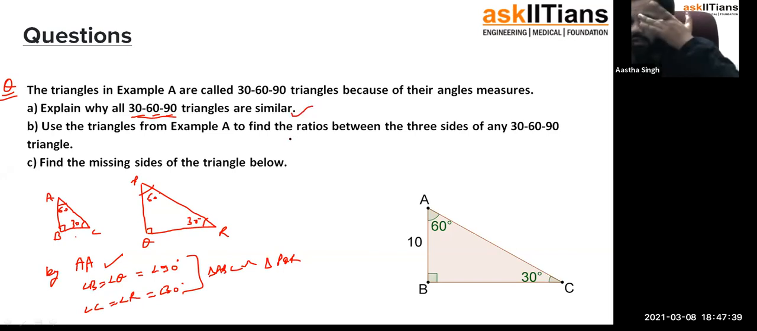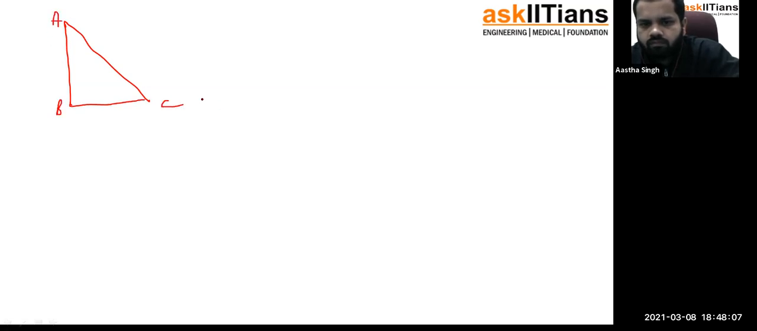Using the triangles from example A, we have to find out the ratio between the three sides of a 30, 60, 90 triangle. So basically you have to find out the three sides. Suppose a triangle ABC, and this angle is given as 30 degrees. Suppose the side AB is A, and you have to find out the ratio of AB upon BC and AC. So guys, you know the value of sine 30.